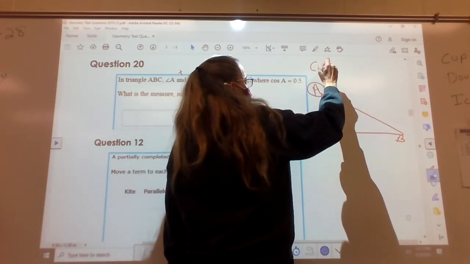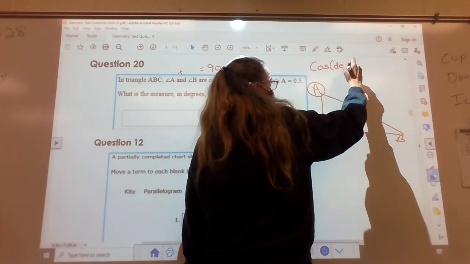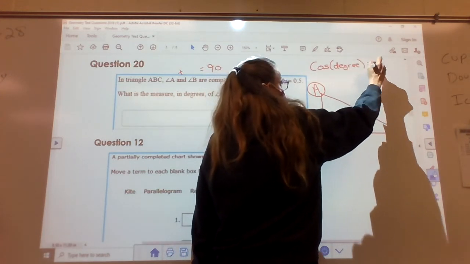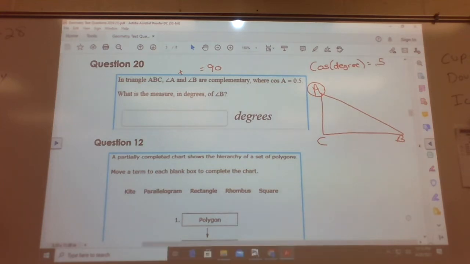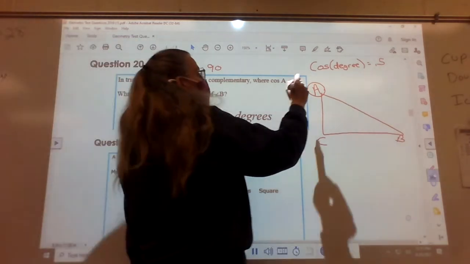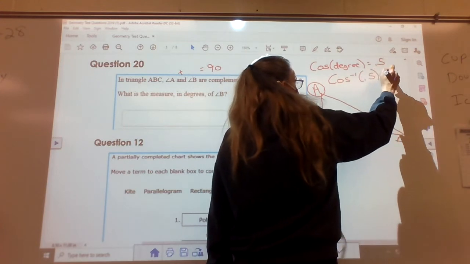Remember, it's the cosine of the degree equals whatever it gives us. I don't know the degree. That's what I'm trying to figure out. So if I'm trying to solve for the degree of A, what do we have to press on the calculator? Does anybody remember what we had to press on the calculator to get the degree? If I'm solving for the degree using a cosine, sine, or tangent, remember you've got to do the inverse, and that'll give you the degree.